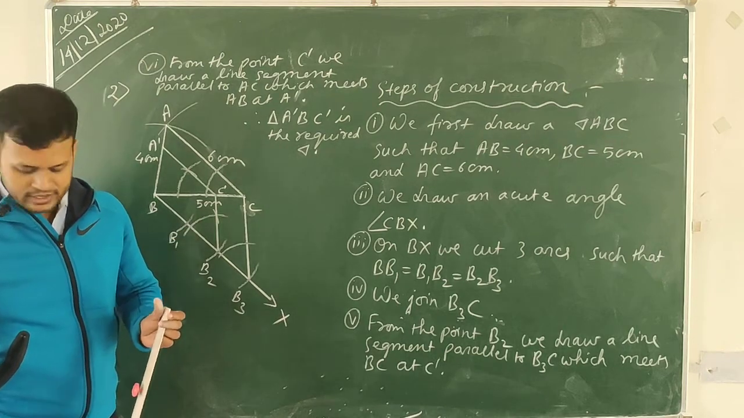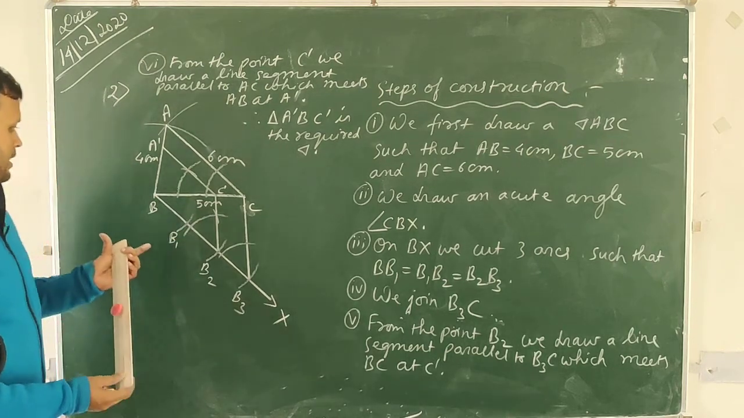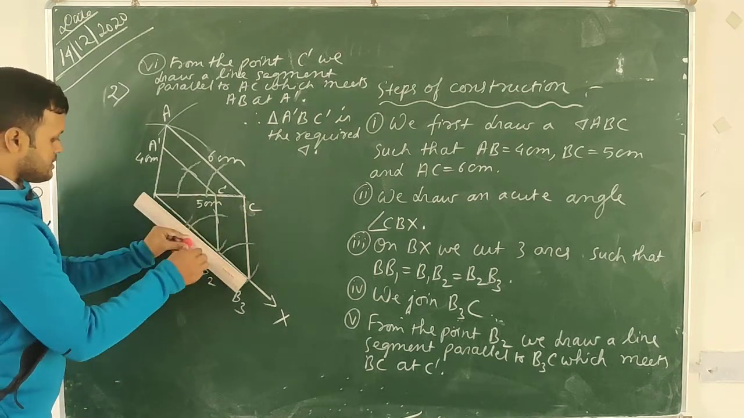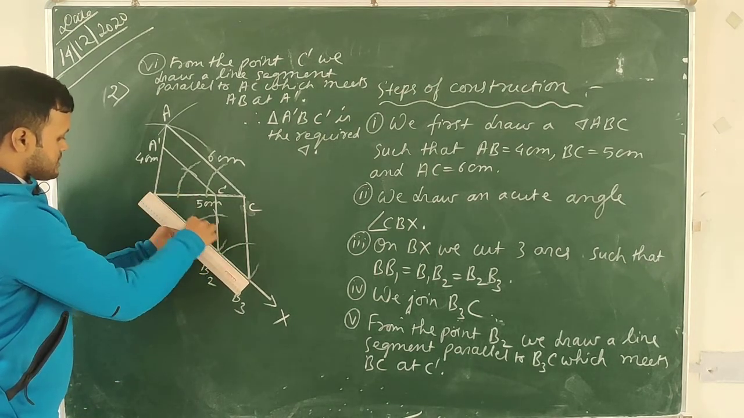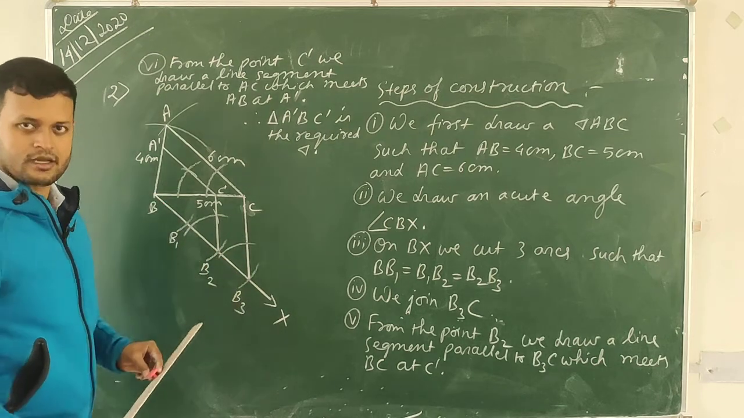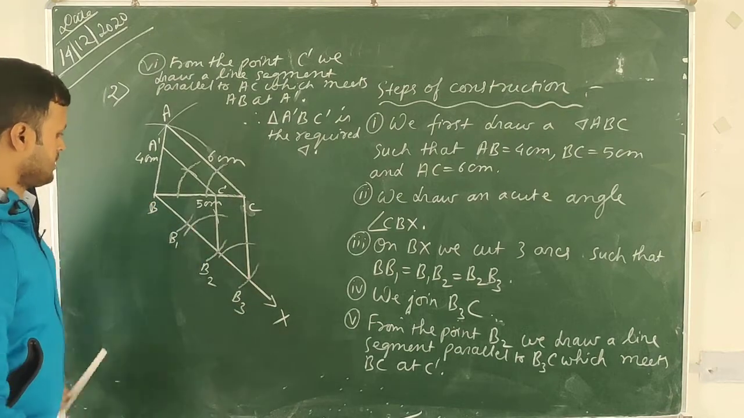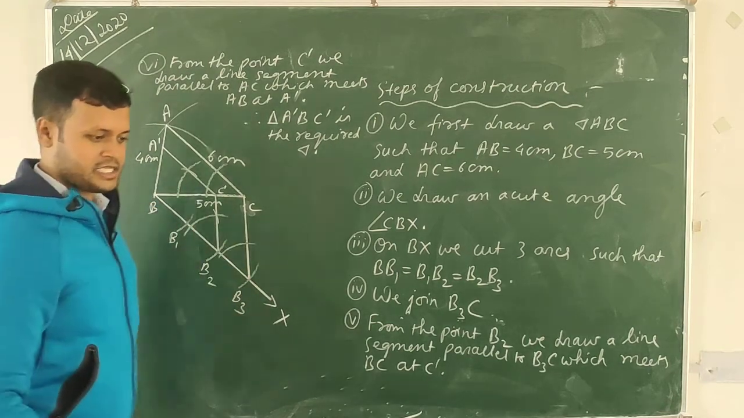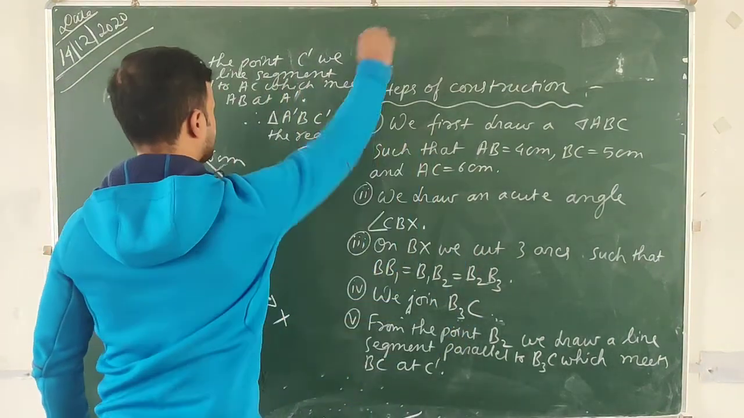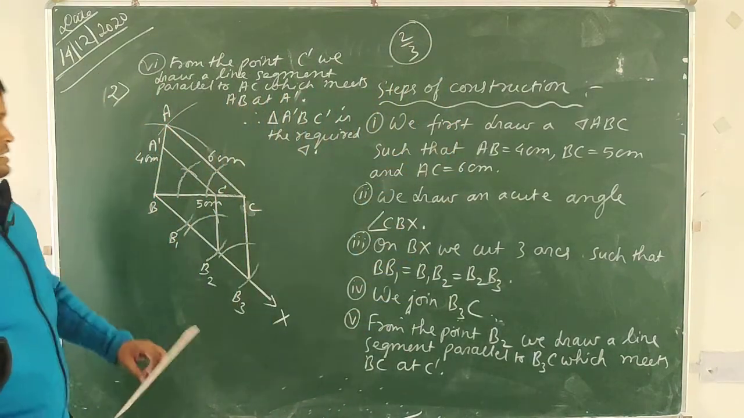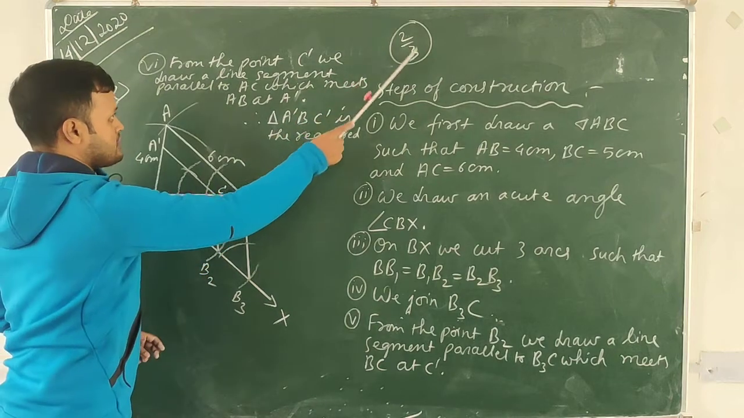Next, students, after that, just draw an acute angle, CBX. Just draw this BX. It can be any acute angle, not necessarily 60 degrees or 50 degrees. Just draw any acute angle. Now, what is the ratio that is given to us? The ratio given to us is 2 by 3, isn't it? In 2 by 3, which is the bigger number?